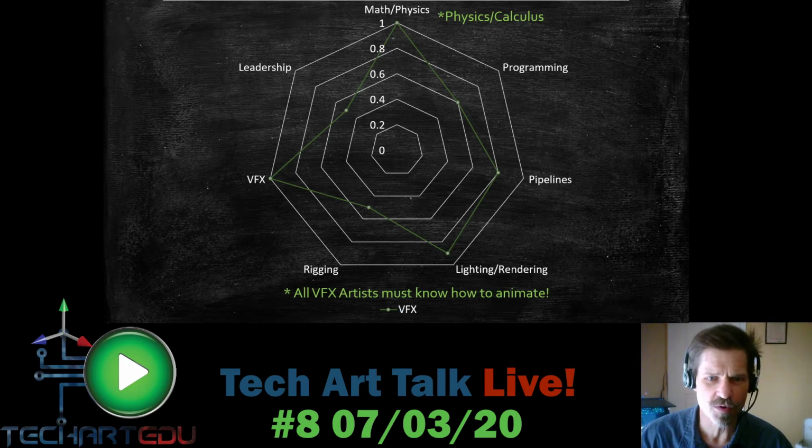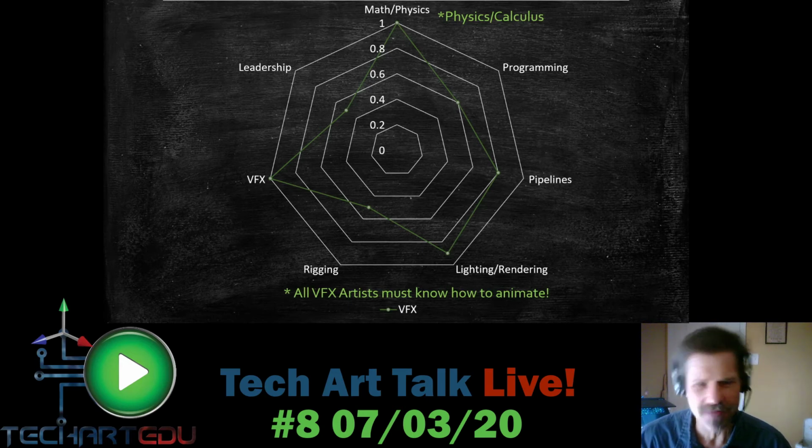Do you need to be a programmer? 6 on a 10 scale for visual effects, maybe. Especially if you're dealing with shader writing. Do you need to understand pipelines? Yeah, you need to understand that. What about lighting and rendering? Yep, because you've got to write the shaders that go into these visual effects. Rigging, not so much. Of course, you need to know visual effects.